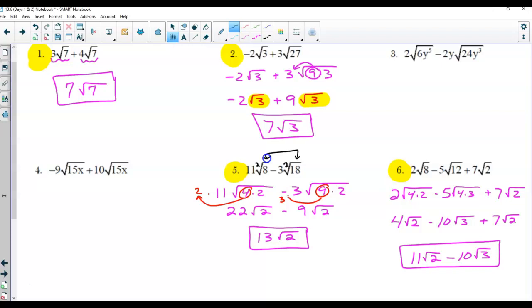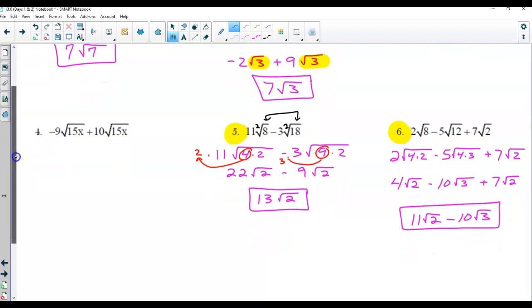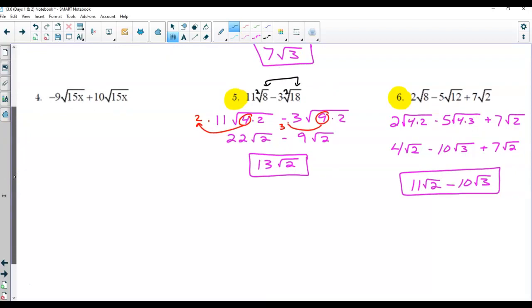Number 6, just because there's 3 radicals doesn't mean anything. All 3 of these radicals are square roots. So I'm trying to simplify them because 8, 12, and 2, they're all different. I know 8 is 4 times 2. I know the 12 is a 4 times 3, and 2 is prime, so I just leave the 2. So I know this 4 comes out, and it's 2 times 2 to give me 4 square roots of 2 for the first one. I know this 4 comes out, and that's really 2 times 5 to give me 10 square roots of 3. And these are already 7 square roots of 2.